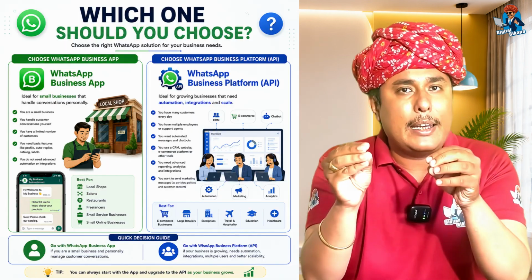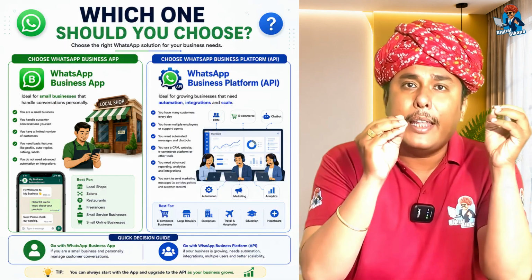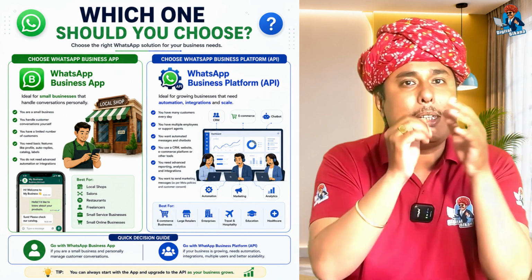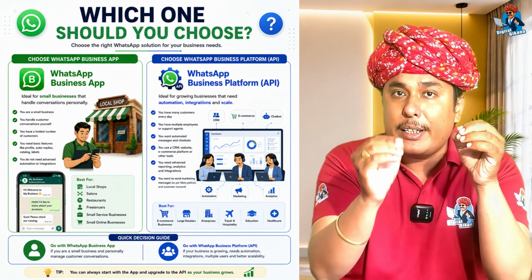Now coming to the main question, which one should you choose for your business? If you are receiving 5 to 10 inquiries in a single day, then you can manage manually, so you can opt for WhatsApp Business App. Whereas if you are receiving hundreds of inquiries, 30 to 40 inquiries a day, then I would recommend you to set up a WhatsApp Business API and integrate it with your website, your CRM software, your e-commerce software, and manage automatic replies on it.